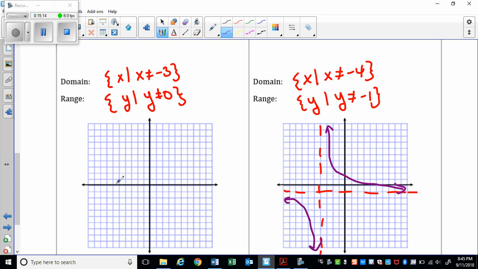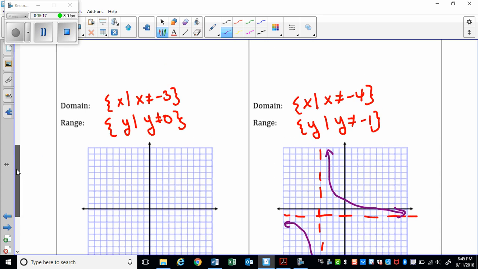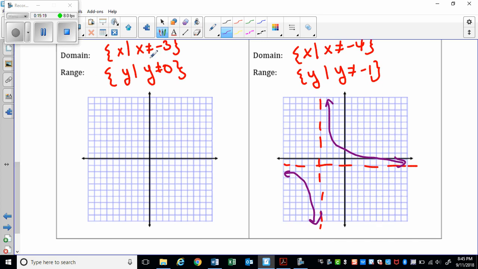Make sure. Now this one, it says our domain, there's going to be an asymptote right here at negative 3, x equals negative 3. And our range would have an asymptote at y equals 0. And so our graph would probably look like this. You can graph on your calculators, check it out.